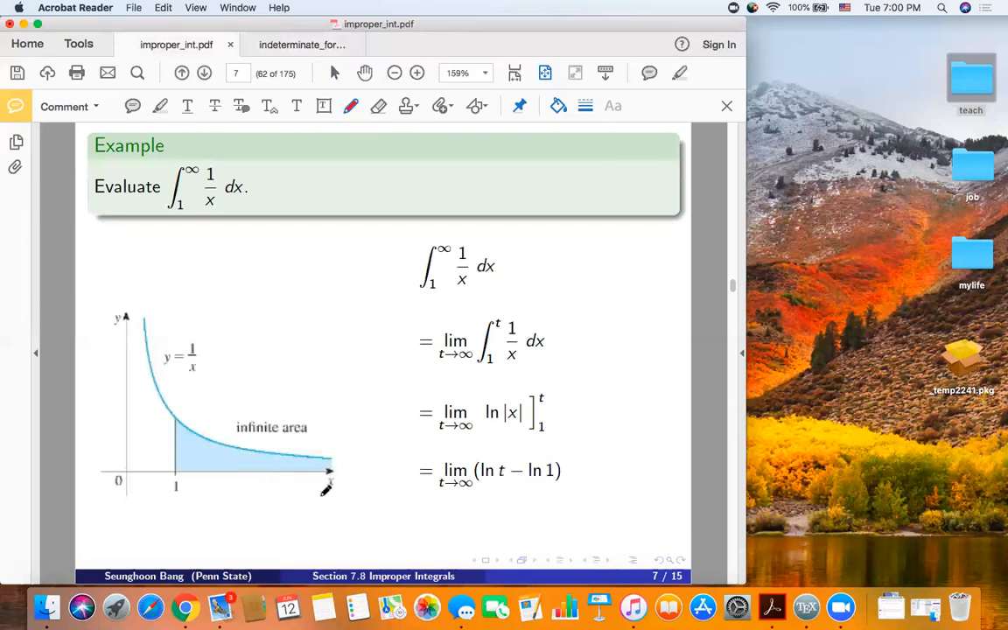What is ln of 1? ln of 1 is 0. As t approaches infinity, what happens? ln of t. What is the answer? So this is the limit of ln of t as t approaches infinity. As t approaches infinity, ln of t approaches positive infinity. The answer is positive infinity. So what does it mean? Divergent. The limit does not exist. This is the idea.